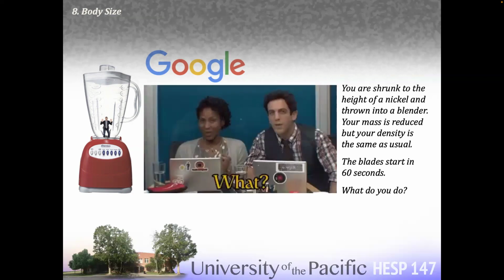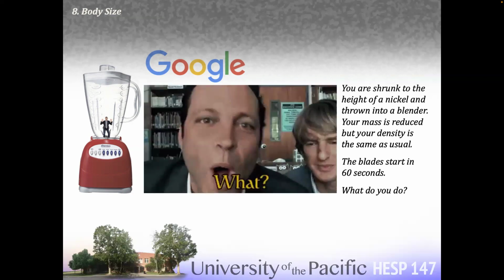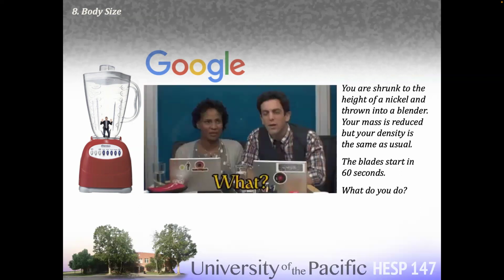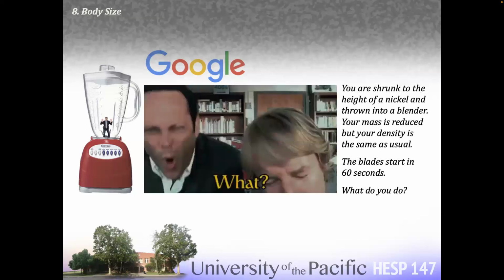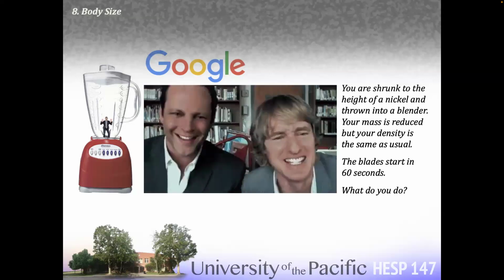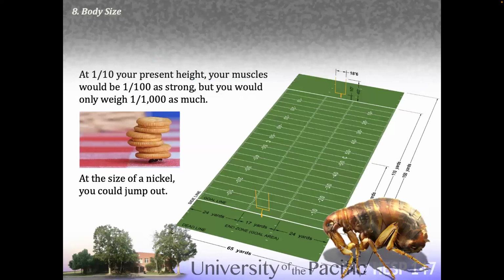You're shrunk to the height of a nickel and thrown into a blender. Your mass is reduced, right? But your density is the same. The blades start in 60 seconds. What do you do? I'll give you a couple of seconds to pause so you can think through it, or maybe you've answered it already. But the answer is jump out. You just jump out. It'd be easy if you were that size.